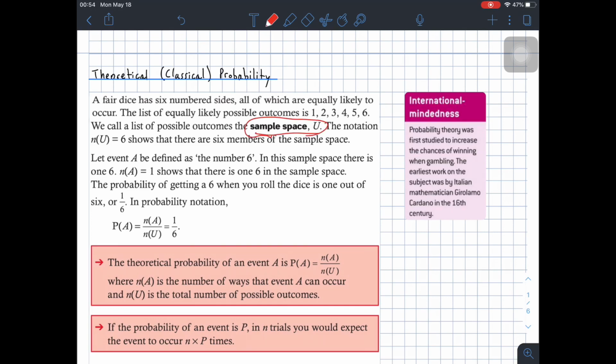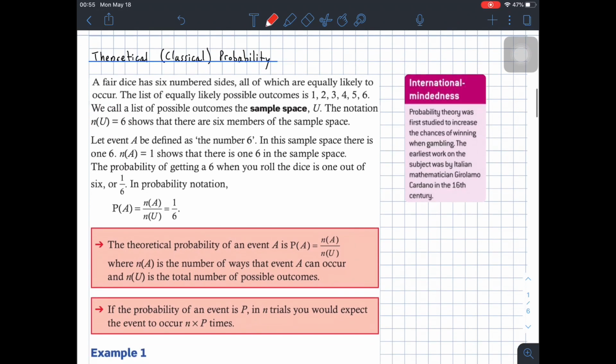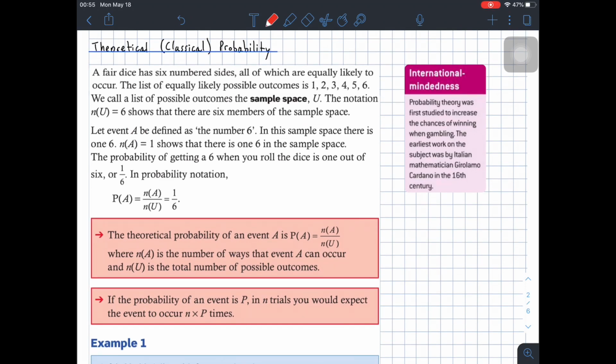So here's another definition. Sample space are all the different possibilities I have in the universe. Okay, so we call this U, the universe. The notation n(U) equals 6 shows that there are 6 members of the sample space. Okay, there's 1, 2, 3, 4, 5, 6 different possibilities in my universe. So the number of alternatives is 6, right? Then it says, let event A be defined as the number 6. In this sample, there is 1, 6, right? So the number of possibilities for event A in this particular example is 1, right?